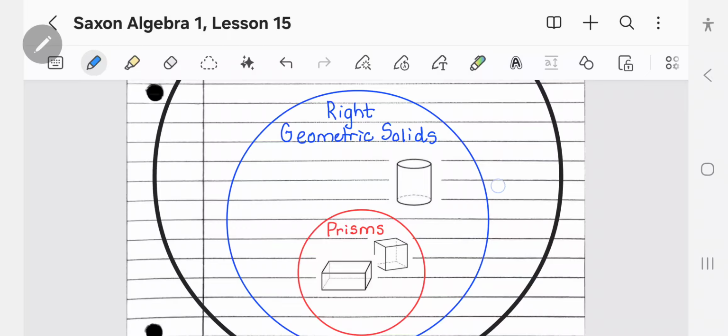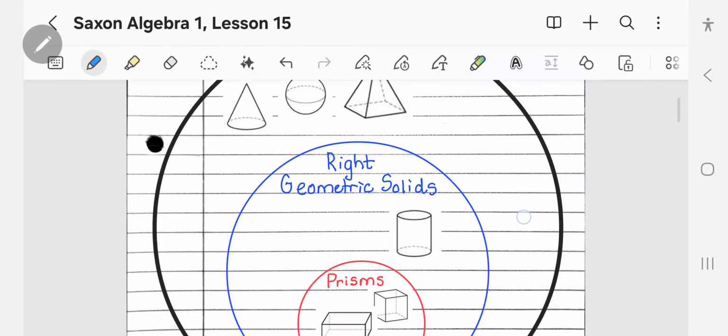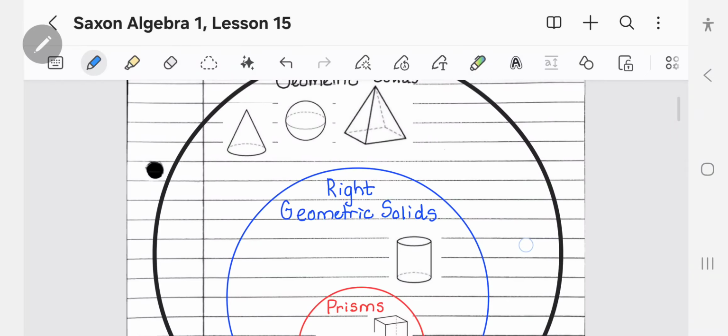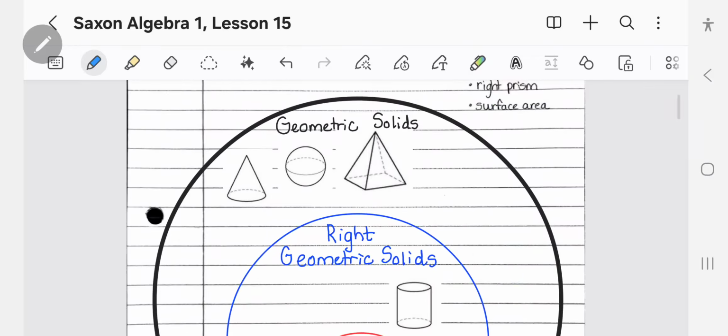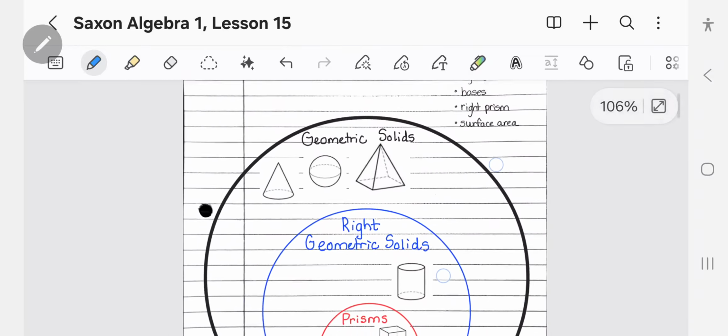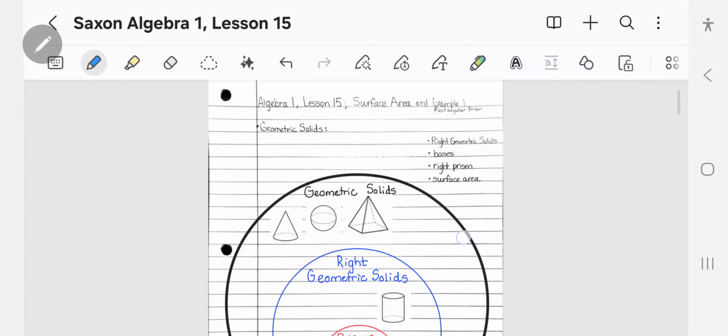Okay? And then that leaves the cylinder there in the right geometric solids. There are others, but just for the ones that I picked, it's the only one. Now, these geometric solids, they're not right, and they're not prisms, but they are geometric solids. So let me back out here, and you can see how we sorted those. So when the book gives you these terms, we've talked about geometric solids. They're all examples of that, 3D figures.